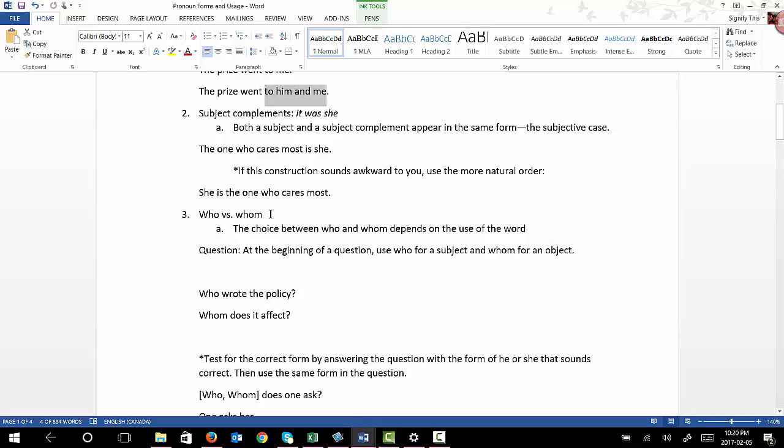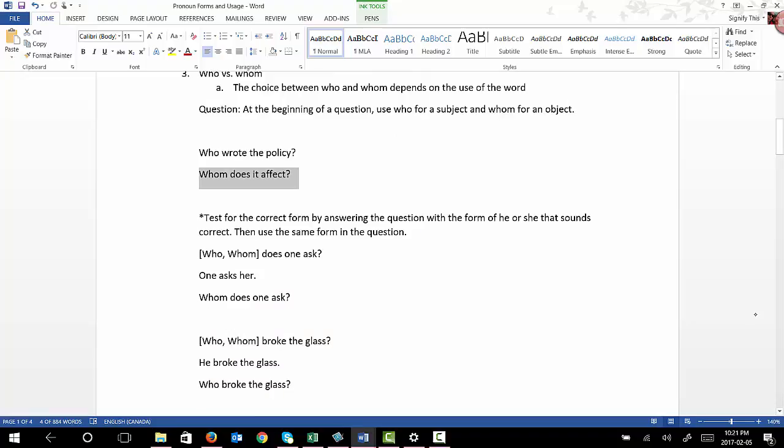Next, on to who versus whom. Again, you can do the same type of test. The choice between who and whom depends on the use of the word. So you have a question. At the beginning of a question, use who for a subject and whom for an object. For example, who wrote the policy? Or whom does it affect?